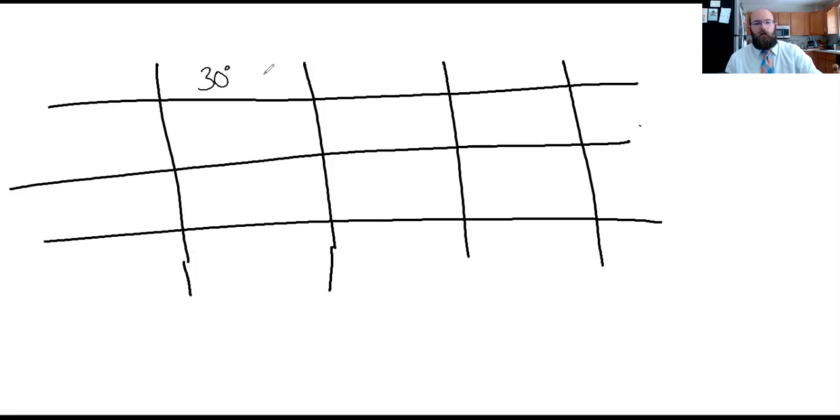This is going to be 30 degrees. Here's going to be 45 degrees. And here's 60 degrees. This is going to be sine of my angle. So I'm actually not going to write theta there. No, I'll leave theta there. And then we have cosine theta, and we have tangent theta.